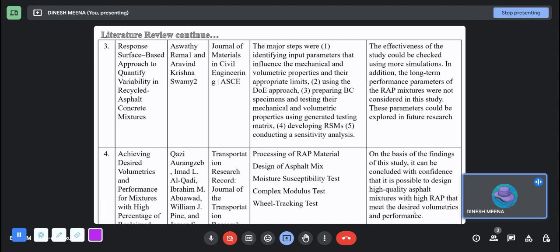Then, achieving the desired volumetrics and performance of mixture with high percentage of recycled asphalt pavement, in which the adopted methodology was processing of RAP material, design of asphalt mixture, moisture susceptibility test, complex modulus test, wheel tracking test. On the basis of the findings of this study, it can be concluded with confidence that it is possible to design high quality asphalt mixture with a high RAP that meets the desired volumetric and performance.